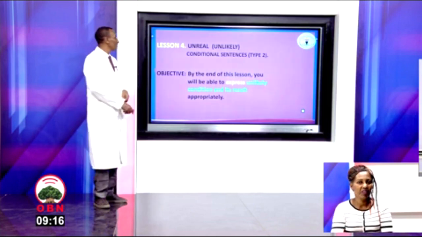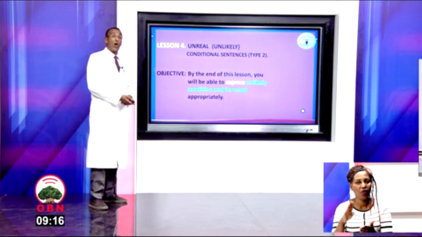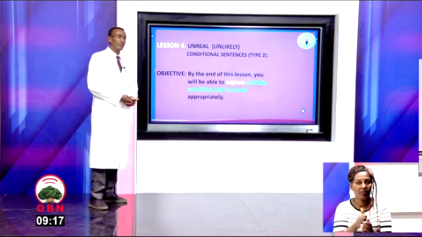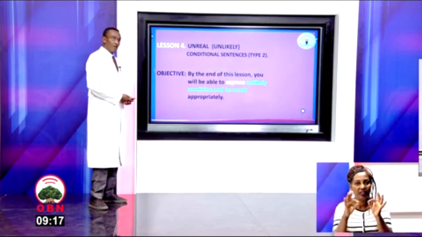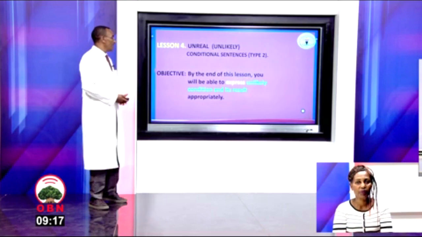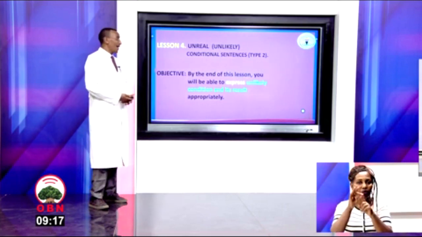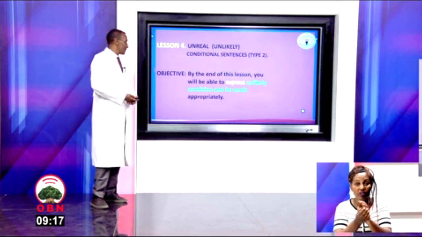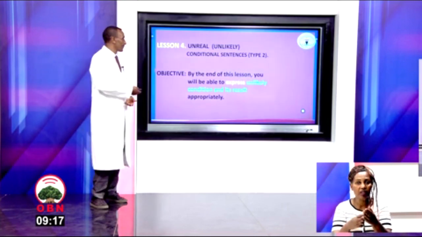Lesson 4. Unreal or Unlikely Conditional Sentence Type 2. Lesson objective: to express unlikely conditions and their results appropriately.